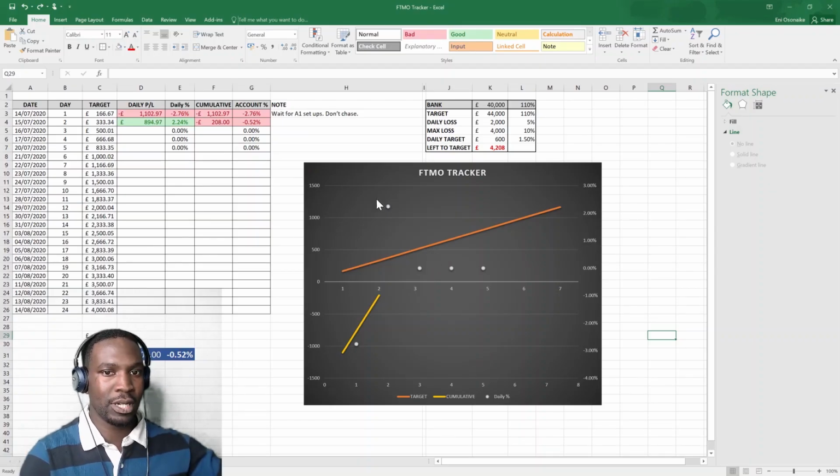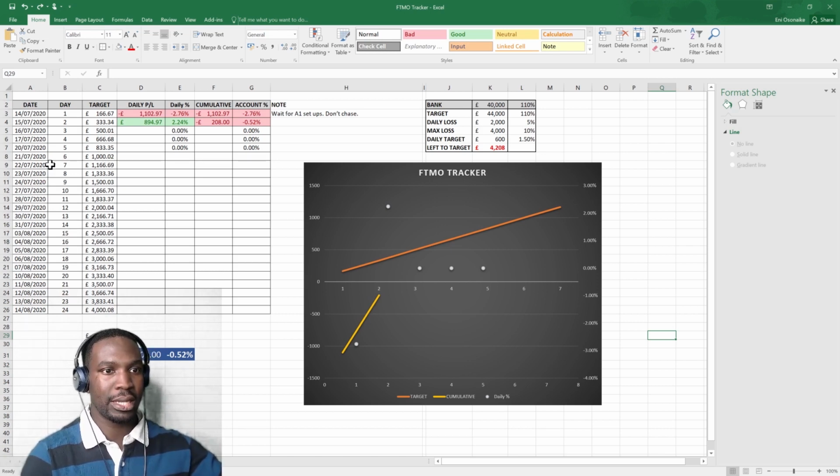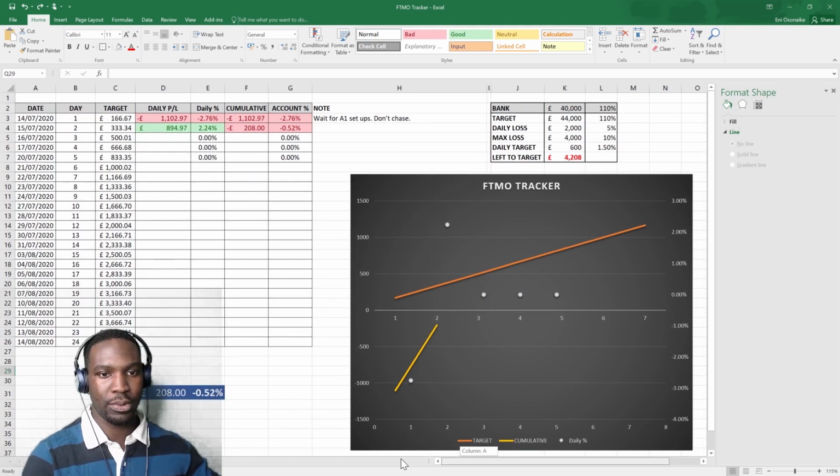So I made myself this little Excel just to track my trades. I'm just going to walk you through it. I've got 24 trading days, because it's a month, but you can't trade the weekends unless you want to trade Bitcoin. So what I did was set the dates. I put all the dates here on the left.